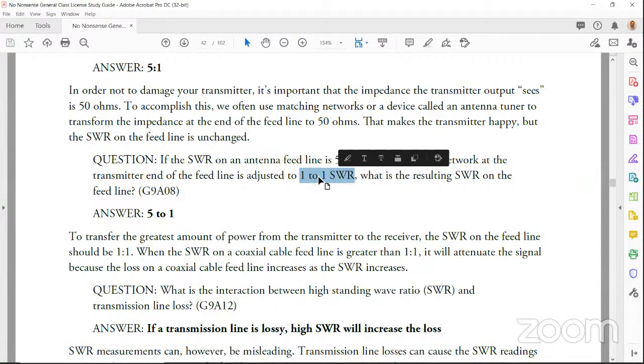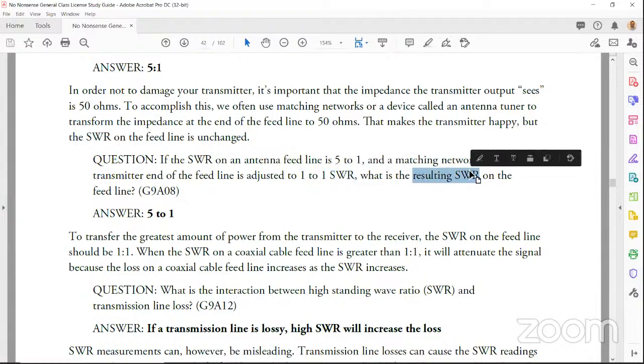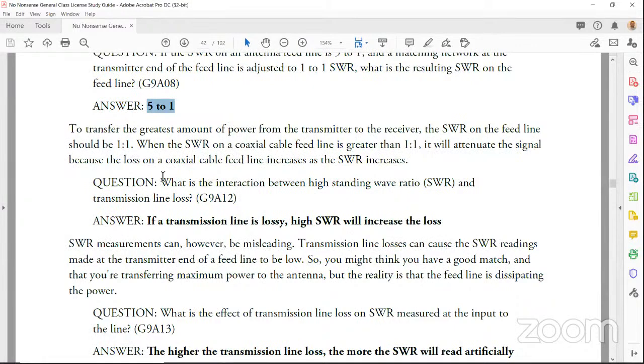No, remember we said that the antenna tuner, that matching network, makes it look as though the SWR has changed, but it actually has not changed. And that's the trick in the question. What is the resulting SWR? Well, it's the same as when you started. They told us it's 5-to-1. So the simple answer is 5-to-1. So don't get caught.